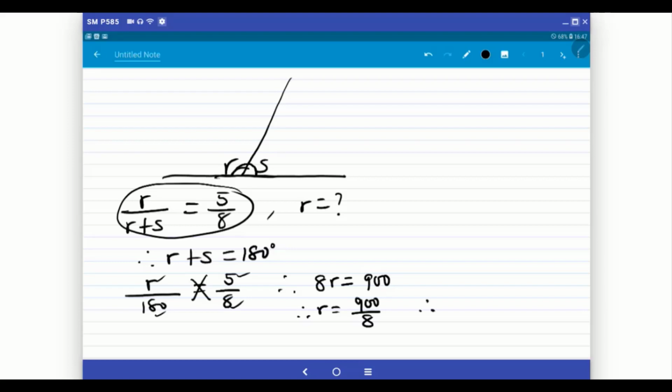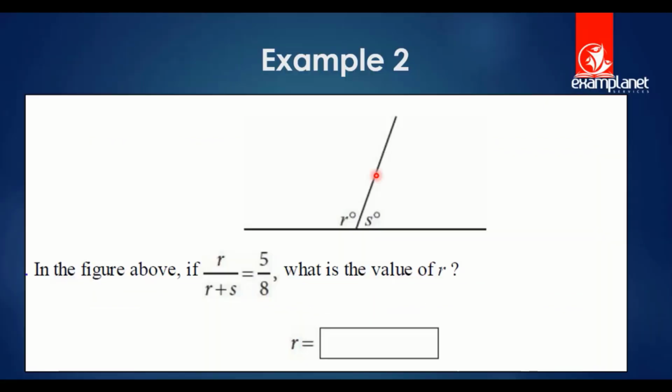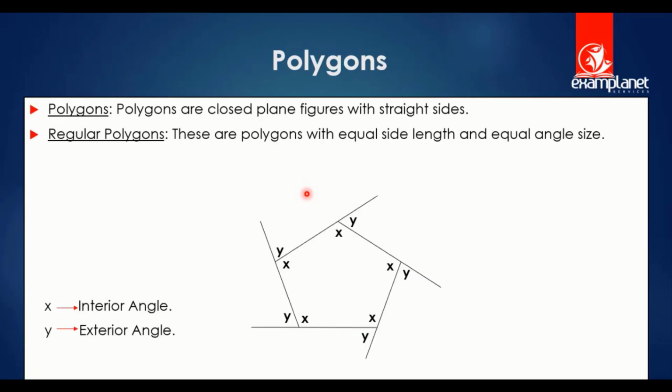And when we divide 900 by 8, what do we get? R is 112.5 degrees. That is our angle R. Okay, so that is the solution to example 2. I hope you got the same answer. All right, so we type our answer here, 112.5 as the value of R.